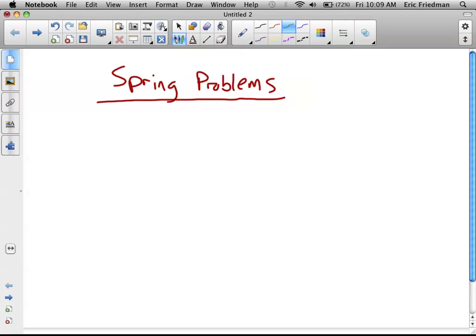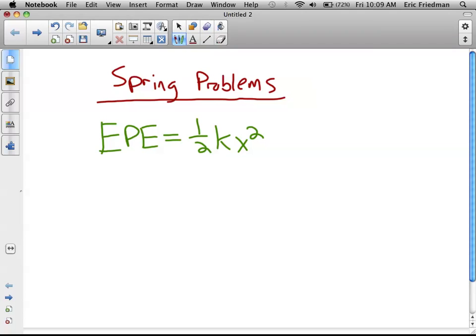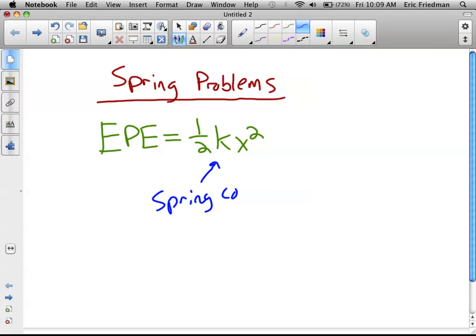And let's just go back and once again refresh our memories about elastic potential energy, and what the formula is: 1/2 kx squared. Let's remind ourselves what those actual variables stand for. The k right there is our spring constant, and what that tells you is how squishy or stretchy your spring is.